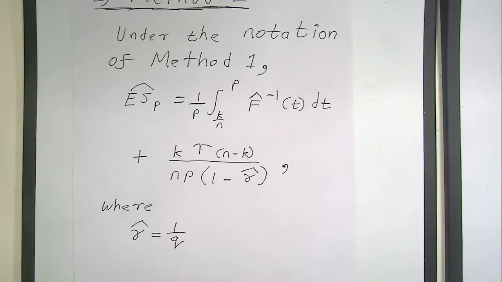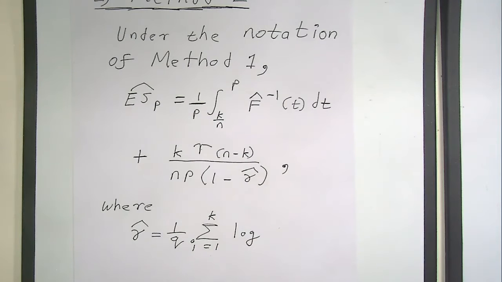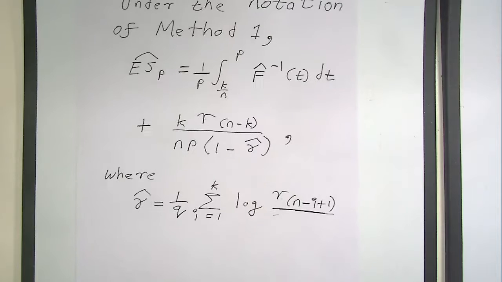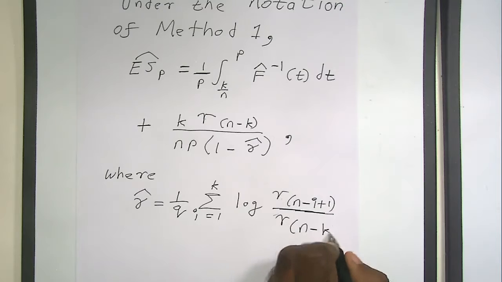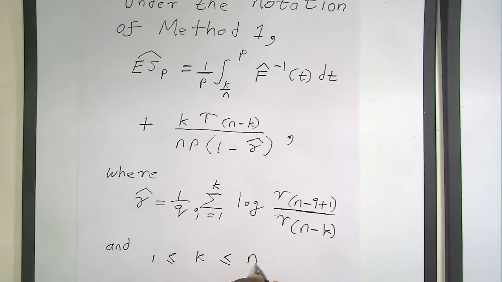times the sum from i from 1 to k of log of r n minus i plus 1 divided by r n minus k. And k is a number between 1 and n.